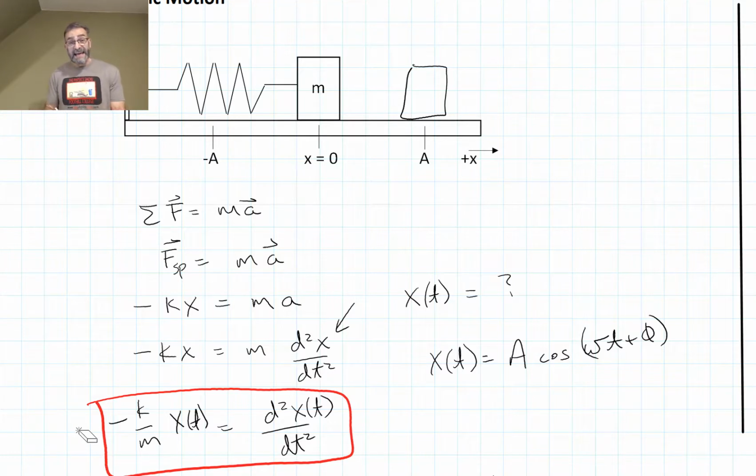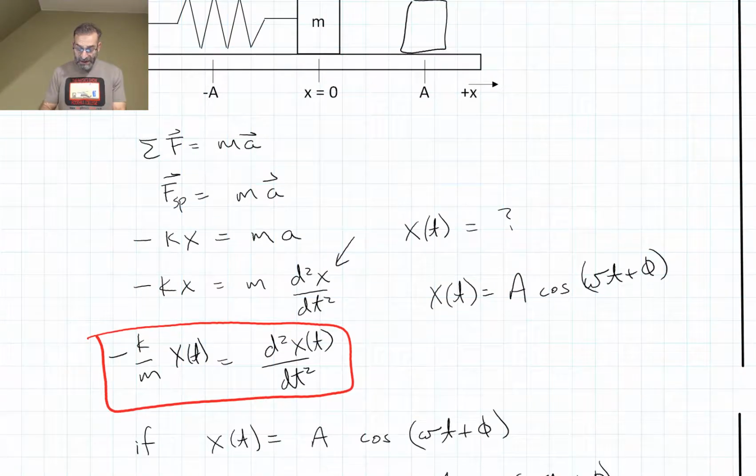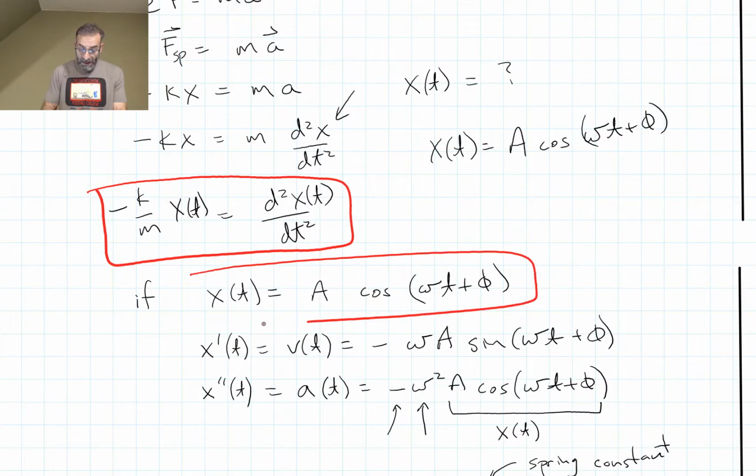Now the k and the m are specific for a mass and a spring. The spring constant is k, m is the mass. If I have a simple pendulum, I'm not going to get a k and an m. I'm going to get other things there, other constants, but I will have a similar relationship, and I can use a cosine function or a sine function to describe my position versus time.